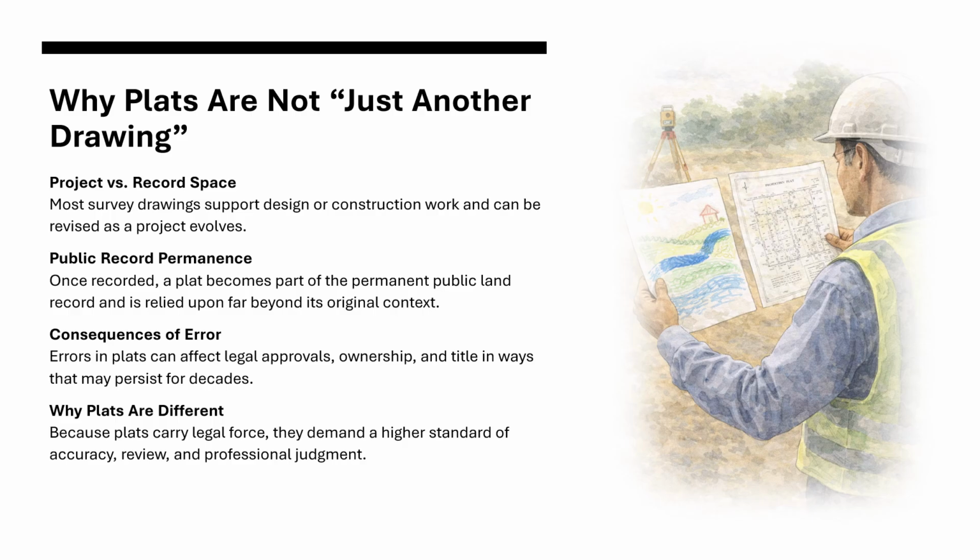That permanence changes everything. A contour line that's wrong might frustrate a grading contractor. A surface model that's wrong might cost money. A plat line that's wrong can invalidate approvals, cloud title, or quietly create problems that don't surface for decades. It's the same geometry, but very different consequences. This is why plats are treated differently than almost any other survey product.